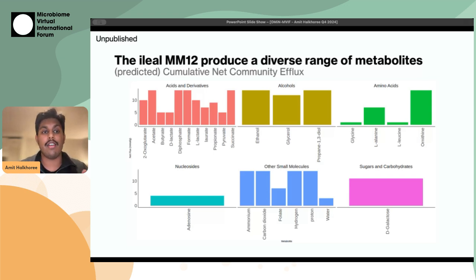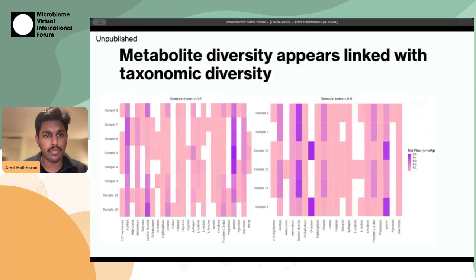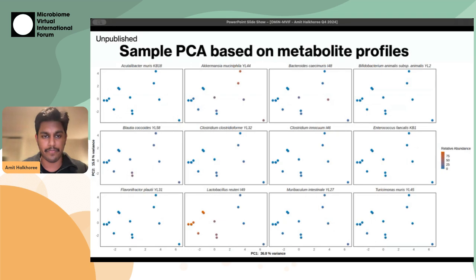Next, we looked at what the ileal MN12 were producing, and we saw this really wide, diverse range of metabolites that were coming out, very in line with what we're expecting from usual colon metabolic outputs. And these, again, split into their two diverse groups. The Shannon index low ones were very much dominated by D-lactate production, and some of the others had a high proton phenotype, again carbon dioxide. So there are different things being produced by different groups here.